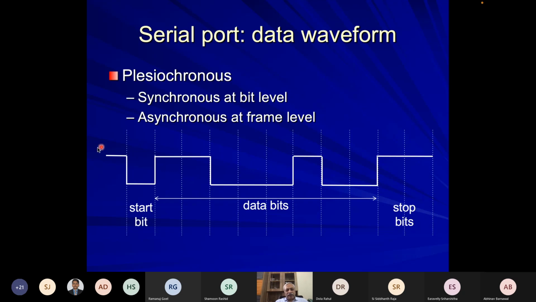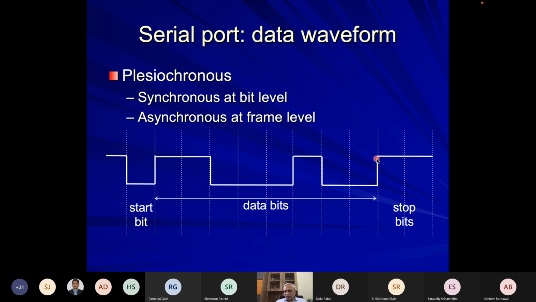So here, the data line is typically at a high voltage level, and the beginning of actual transmission is indicated by what is called a start bit. Normally it is 1, and a 0 transition indicates that the data transfer is starting. So for 1 clock period you'll have a start bit, and then you have some 6, 7, 8 data bits as per the agreed format, and then there is the stop bit.